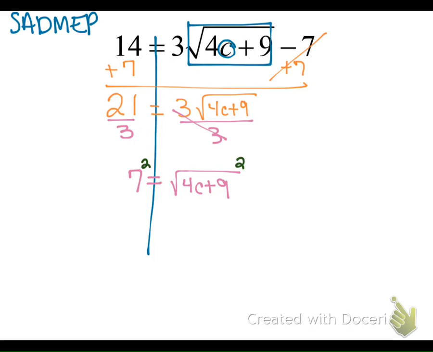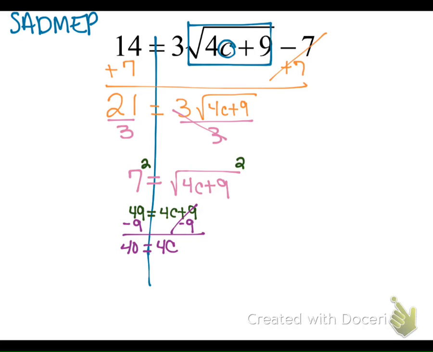Okay. What's 7 squared going to be? It would be 49. And then what do I bring down on my right side? 4C plus 9. And then my final step. Take away the 9, because I'm solving as usual. That's not your final step.